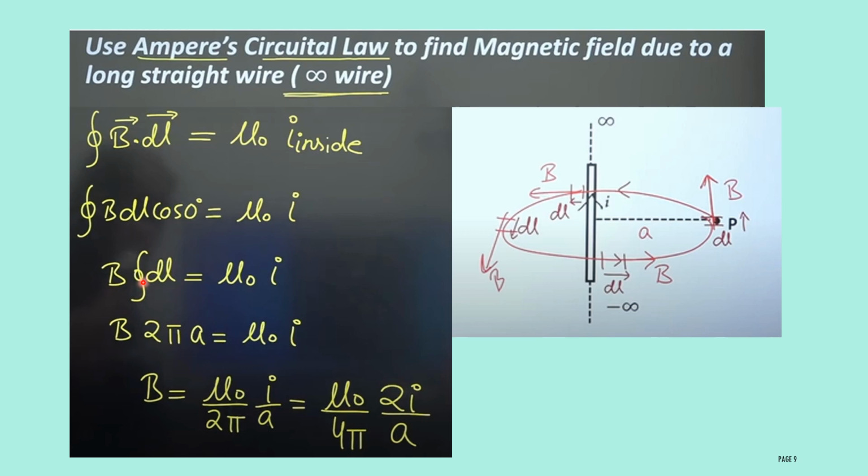Once again I will explain: closed integral DL represents the full circumference of the circle, and the formula is 2 pi r, here 2 pi A. Then B will be equal to mu naught I divided by 2 pi A. Here multiply and divide by 2, then 2 into 2 becomes 4 pi, then 2I divided by A. The magnetic field will be equal to mu naught divided by 4 pi, which is a constant, times 2I divided by A. Like this, using Ampere's circuital law, you can find the magnetic field due to a long straight wire.